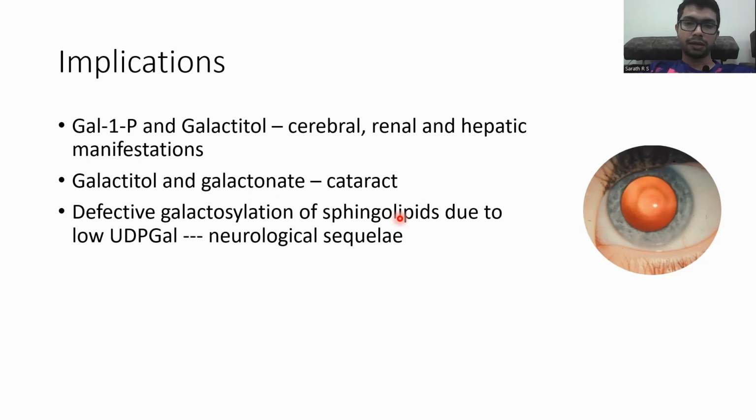Galactitol and galactonate can cause cataract. Defective galactosylation of sphingolipids due to low UDP galactose can cause neurological sequelae. I already told UDP galactose is important for myelination and formation of various glycoproteins. If that is not there, then there will be chronic long-term neurological sequelae in the form of developmental delay, ataxia, tremor, dystonia, etc.